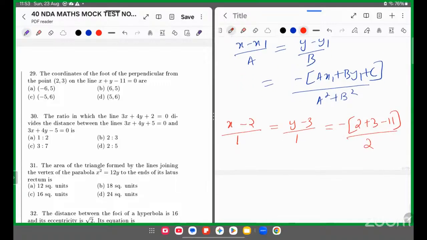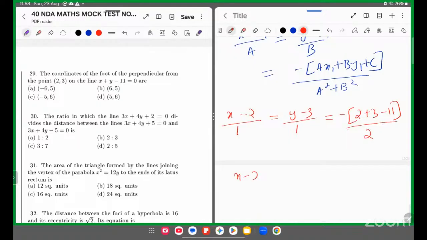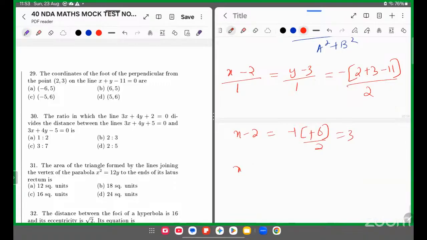Okay. So x minus 2 equal to minus of 2 plus 3, 5, 5 minus 11 is minus 6, divided by 2, which is 3. So x can be written as 5. y minus 3 equal to 3 means y can be written as 6. So the answer will be 5 comma 6. Option D will be the correct answer.